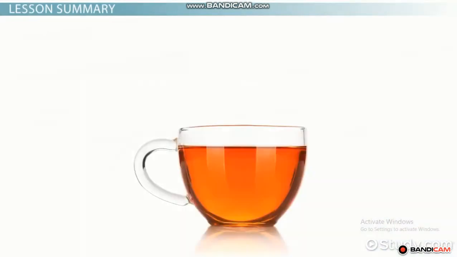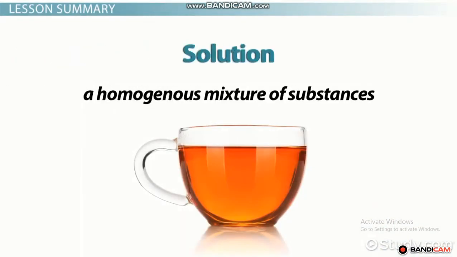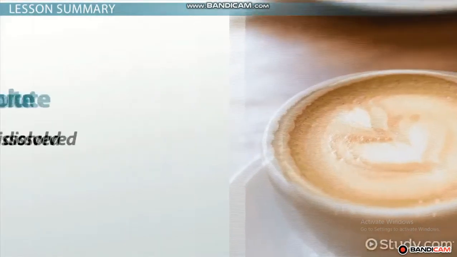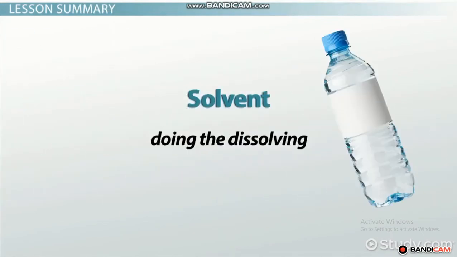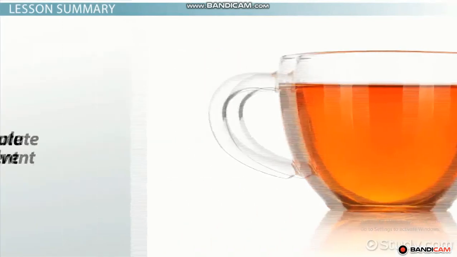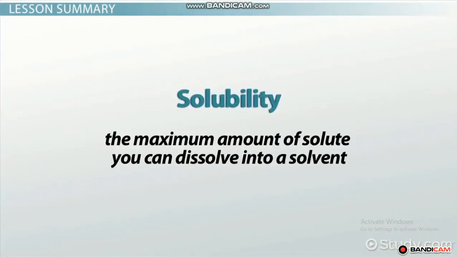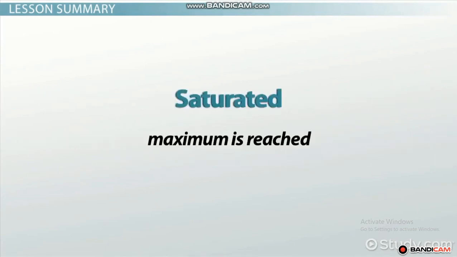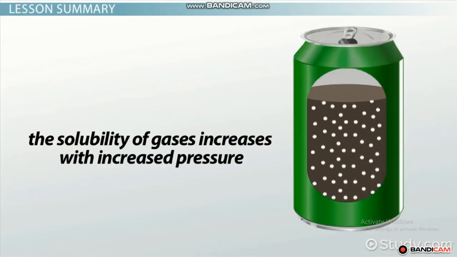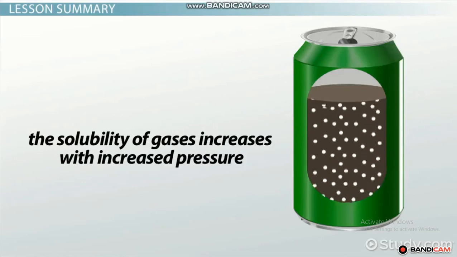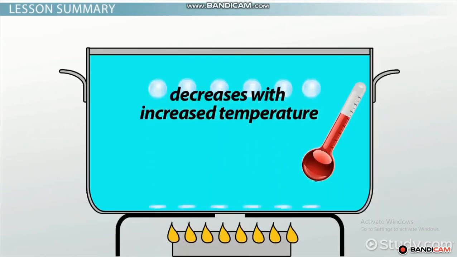In this lesson, you have learned that a solution is a homogeneous mixture of substances. A solution is made up of a solute that is being dissolved and a solvent that is doing the dissolving. You have also learned that solubility is a measure of the maximum amount of solute you can dissolve into a solvent. When this maximum is reached, the solution is said to be saturated. And finally, you have learned that the solubility of gases increases with increased pressure and decreases with increased temperature.